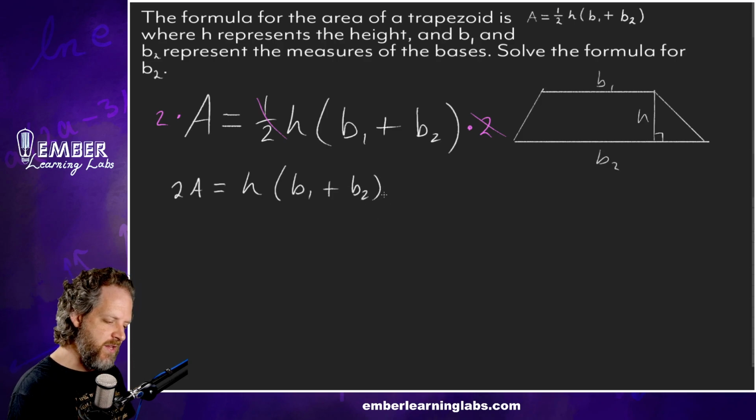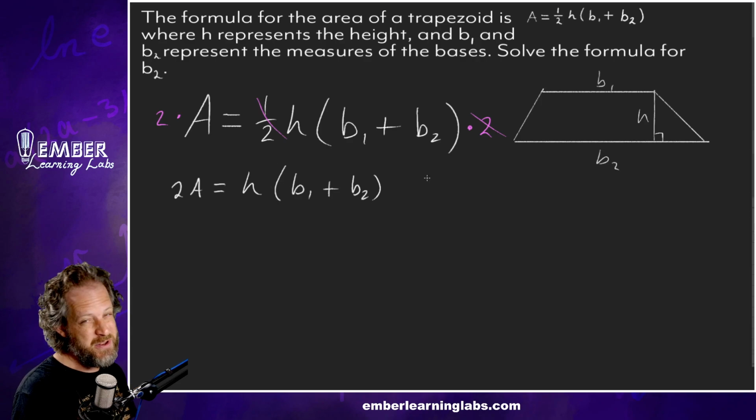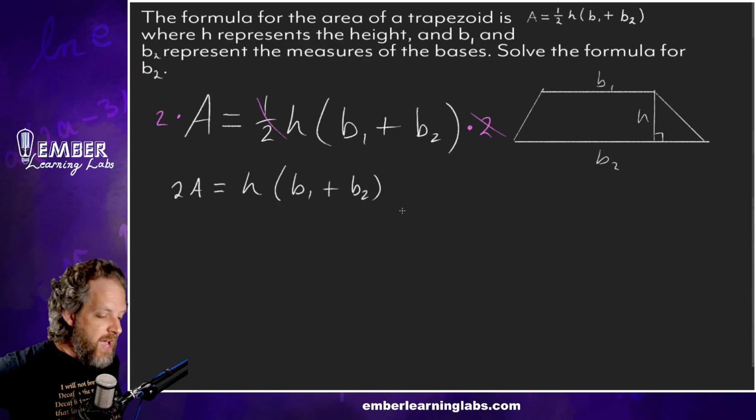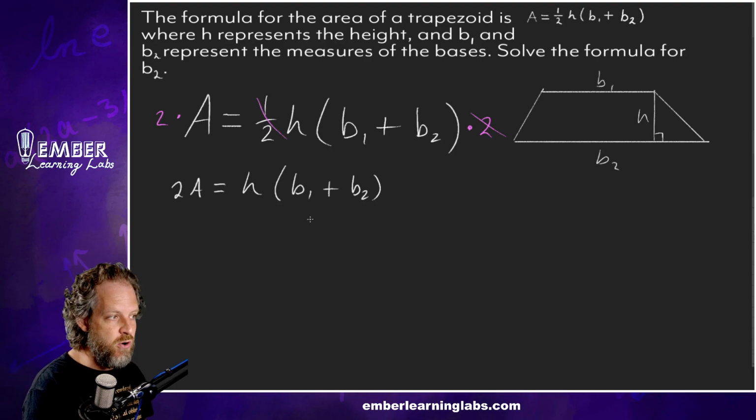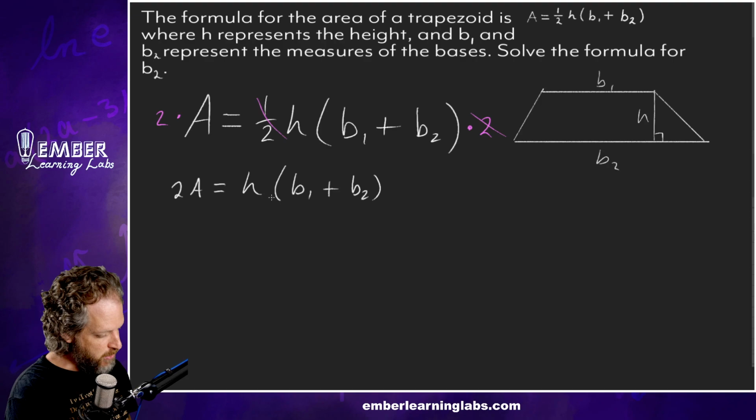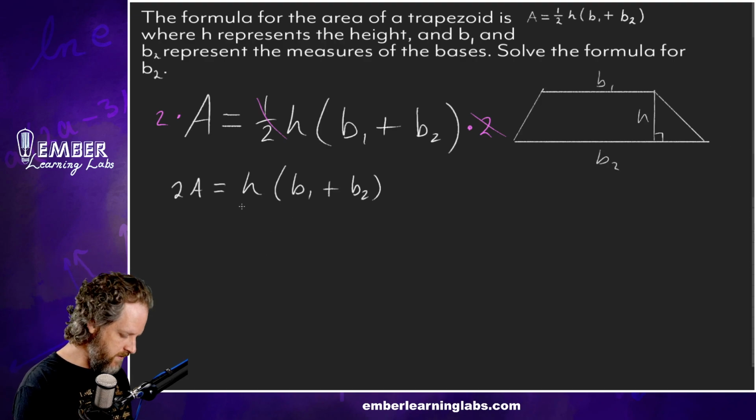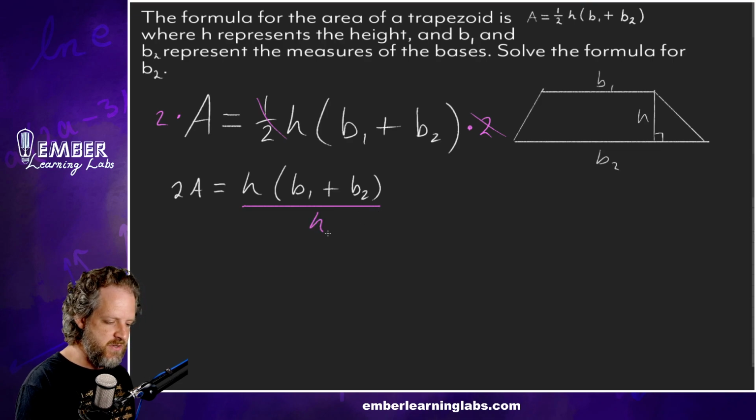So we still need to get rid of the stuff outside of this parentheses. We could distribute it back in, but then we'd have to factor it right back out again to get rid of it. So how is this h attached to the whole rest of this side? It's multiplied, right? So how do we get rid of multiplication? Well, we divide. So we're going to divide both sides by h.